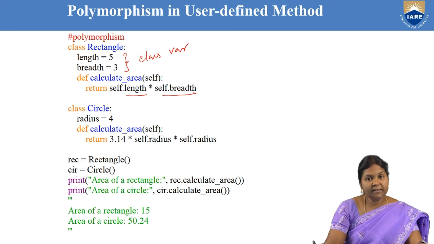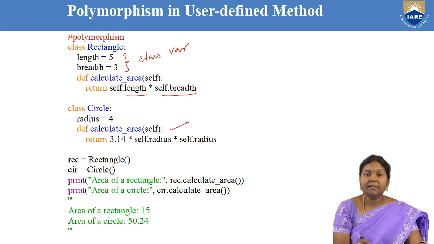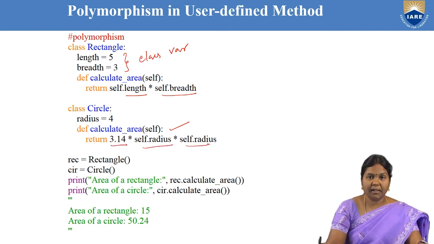Similarly, circle is another class and we are writing the same method name, calculate area. This is the same name we are using, but in this case it is computing differently, that is 3.14 into radius square, pi r square. So the method name in two different classes is the same, and it has not used the inheritance concept, but it has simply used the polymorphism concept. So the same method name can be used in different classes.